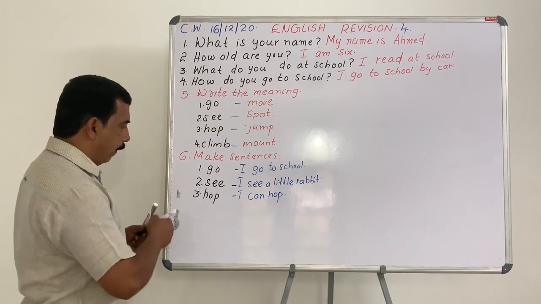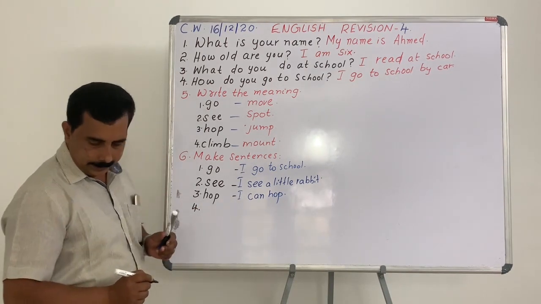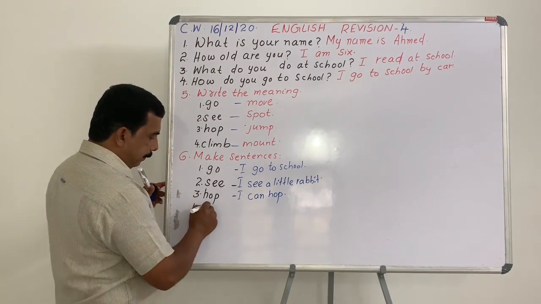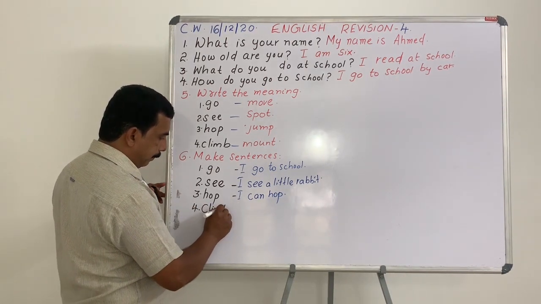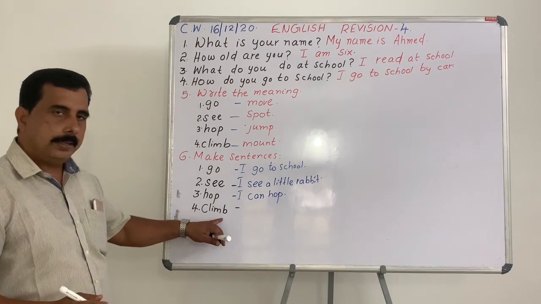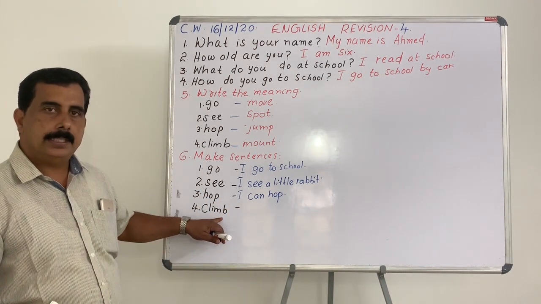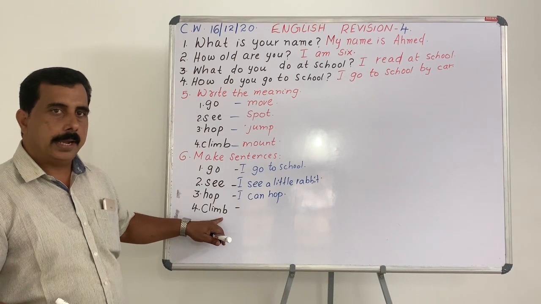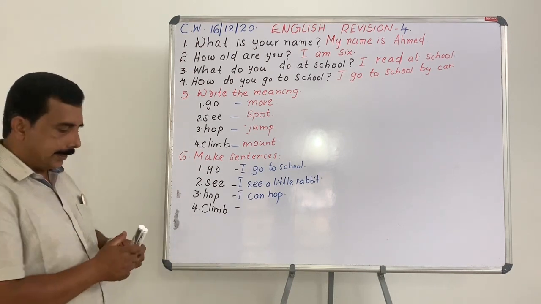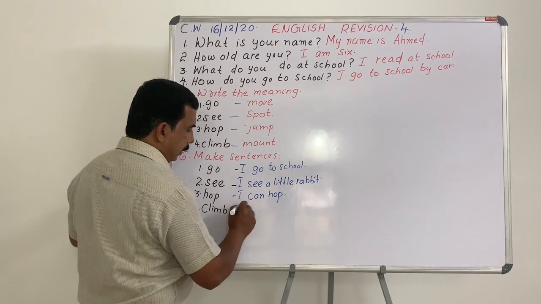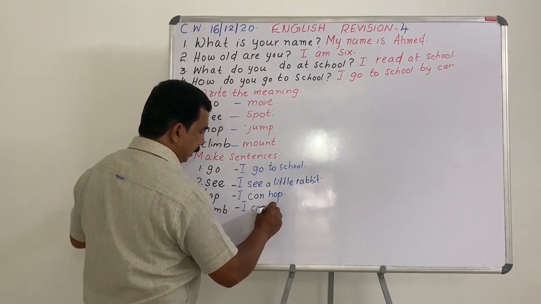Number 4. Question number 4. Climb, C-L-I-M-B. The B is silent, no? Climb. So, what's the answer? I can climb.